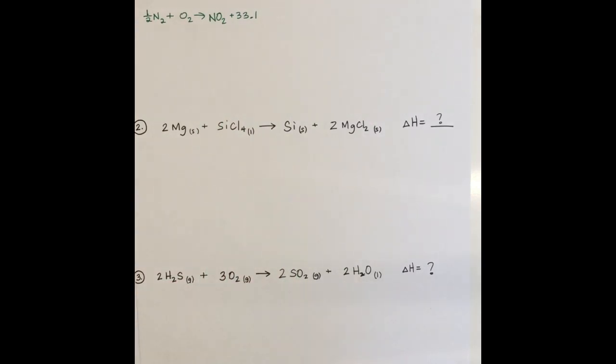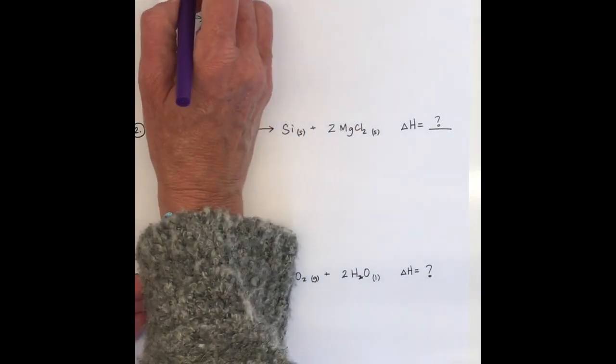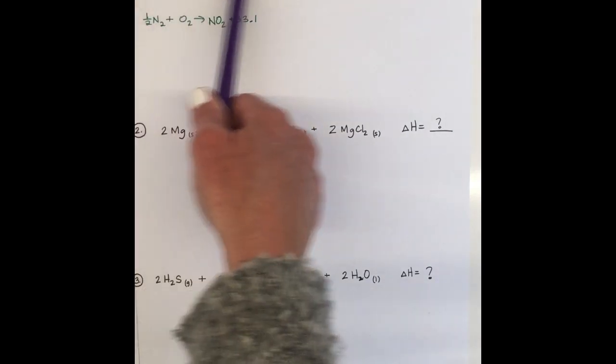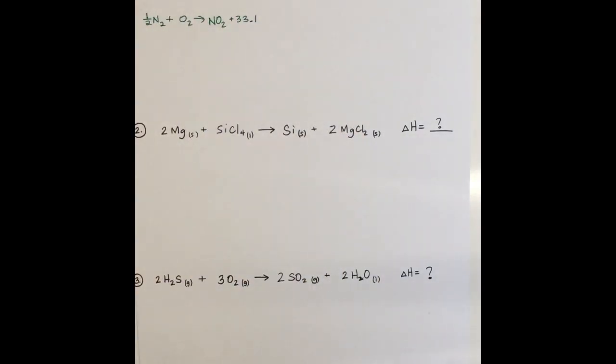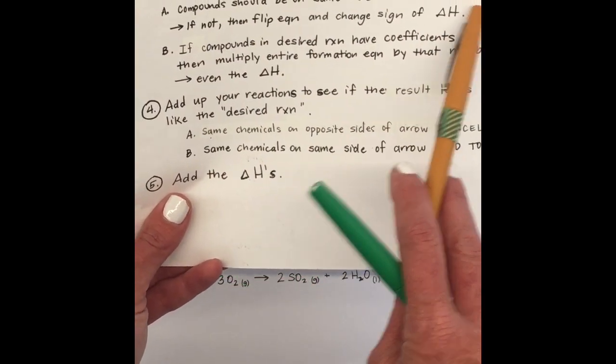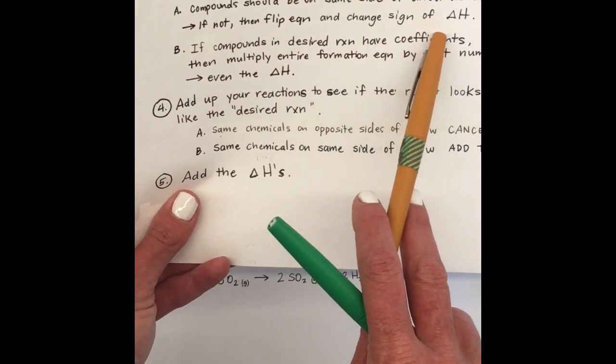Step 3 is the big step. It says adjust equations so that by adding them together, they equal the desired reaction. The desired reaction is this original given reaction. This thing is my desired reaction. I'm going to add these together so that they look like that, and you might have to adjust them. So what that means is, compounds should be on the same side of the arrow as they are in the desired reaction. If they're not, flip the equation and change the sign of delta H.